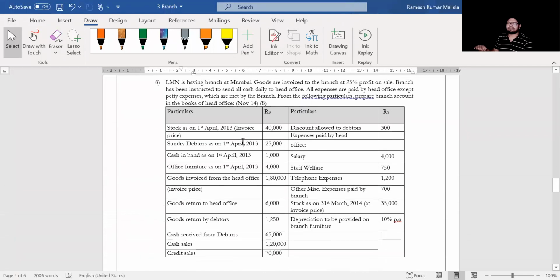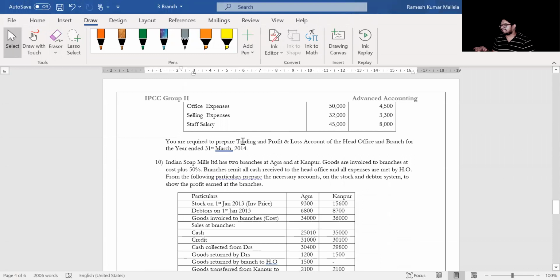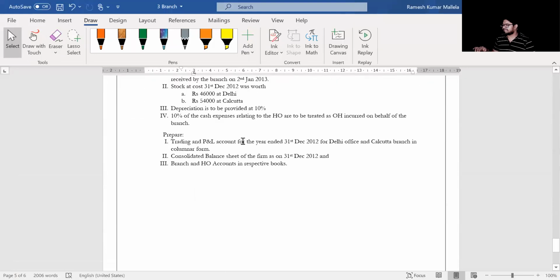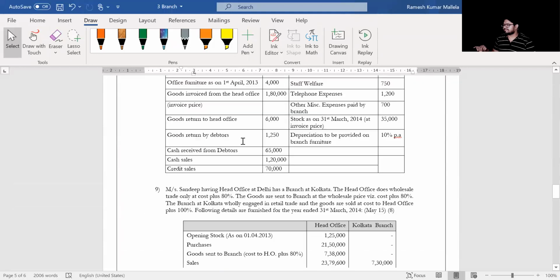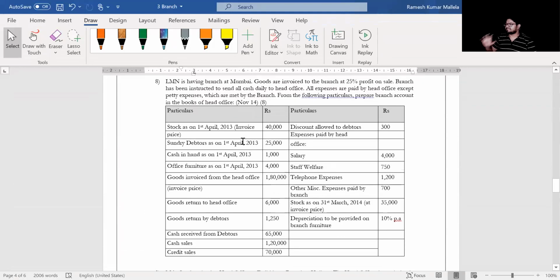Let us first finish off 8, 9, 10 and 11, because these are about debtors method and stock and debtors method. Then we will go to foreign branches.